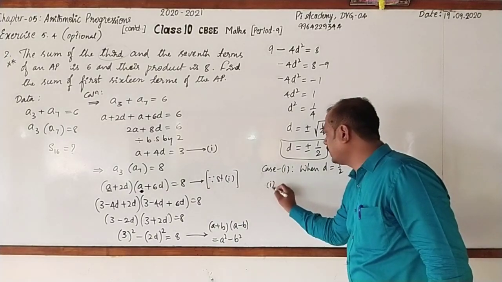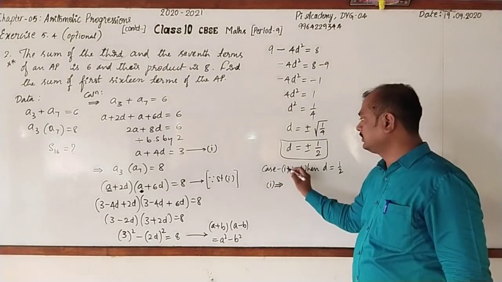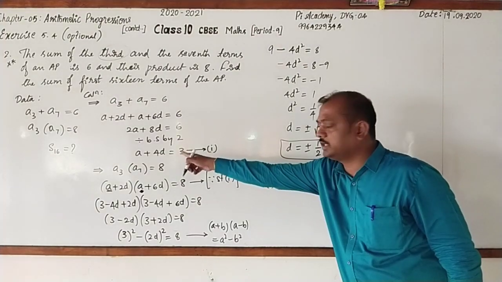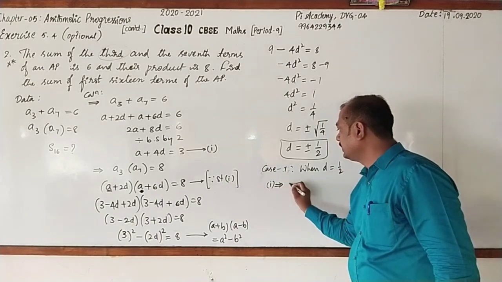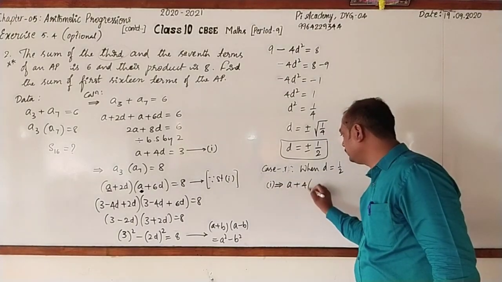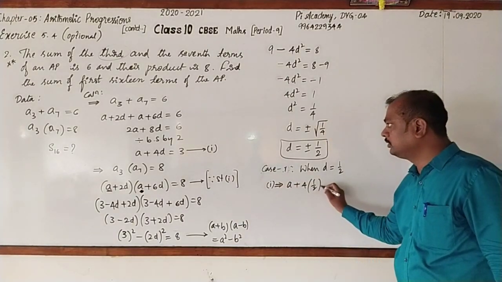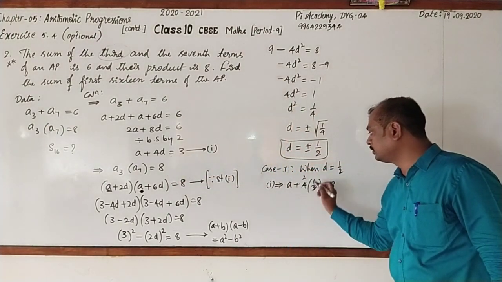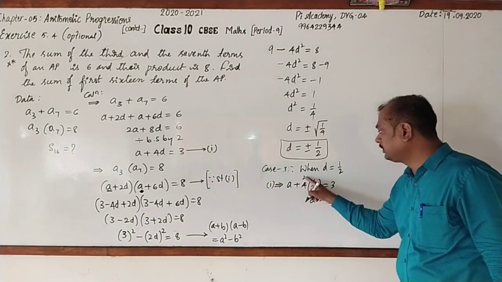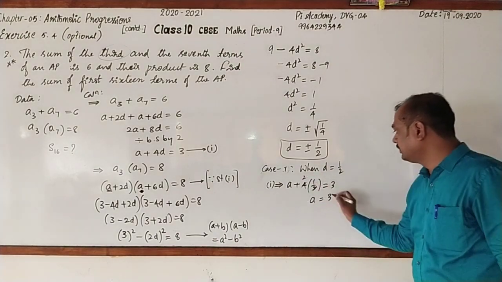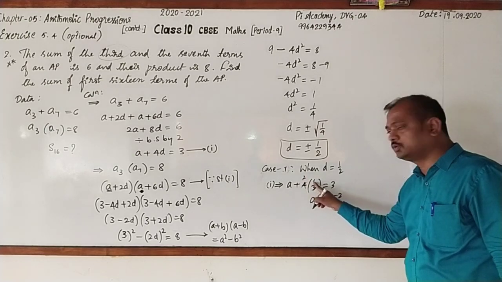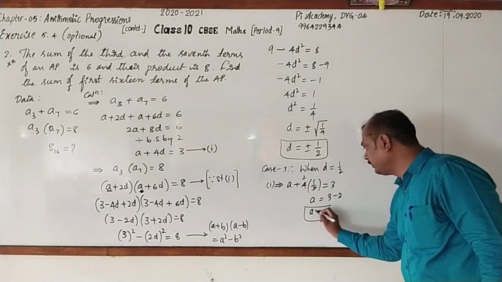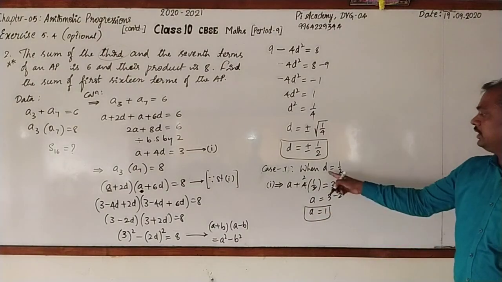here equation 1 can be written as, see that A plus 4D equal to 3. A plus 4 into D, D is 1 by 2. A plus 4D equal to 3. Cancel, 1s are 2s are. So A equal to 3. Transfer 2 to the right hand side. Minus 2. Because here 2 1s are 2. And transferring it becomes minus 2. A equal to 1. Now we got A equal to 1 and D equal to 1 by 2.